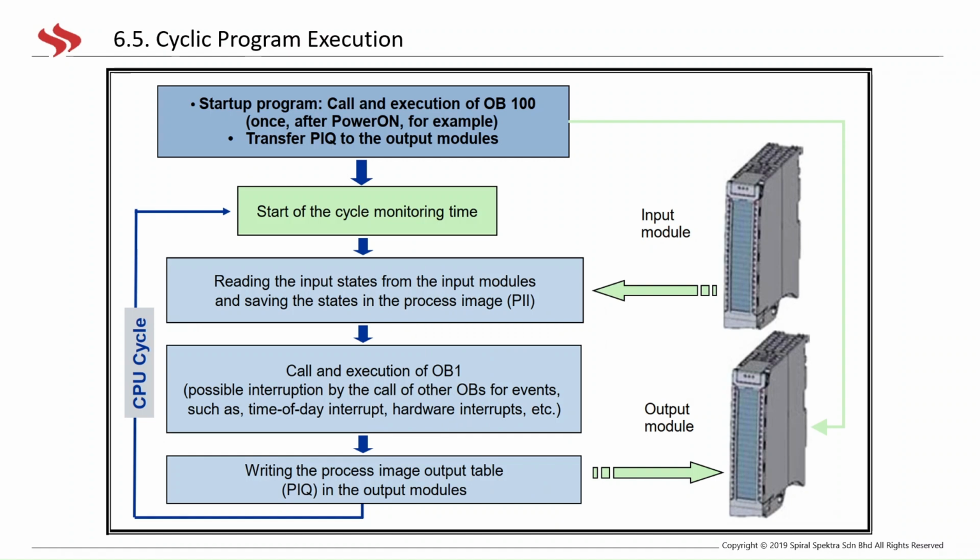The PLC operates in a cyclic manner. First, it reads inputs. Second, it executes the program logic in OB1 and other called blocks. And third, it updates the outputs. As you can see, it reads the input state from the input module and saves the state in the process image, the PII. Then it calls and executes OB1 and other called blocks. Then it writes the process image output, the PIQ table, to the output module.